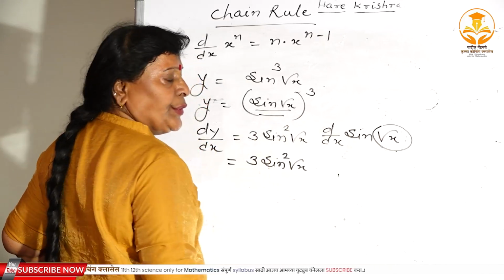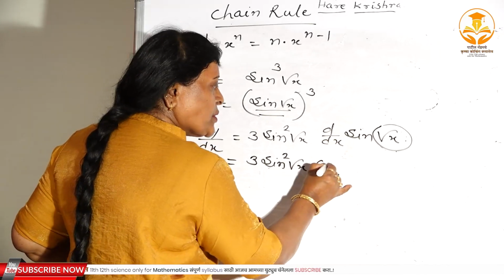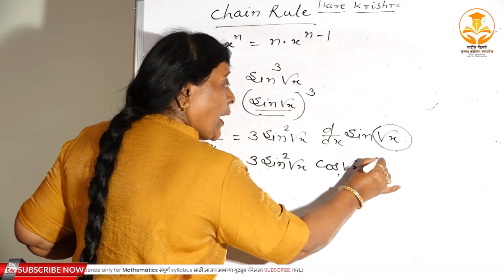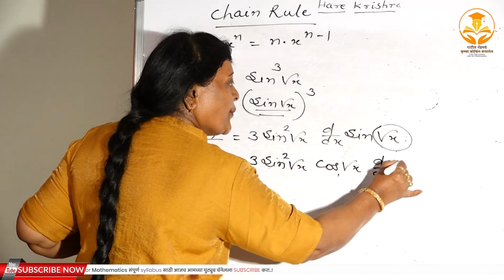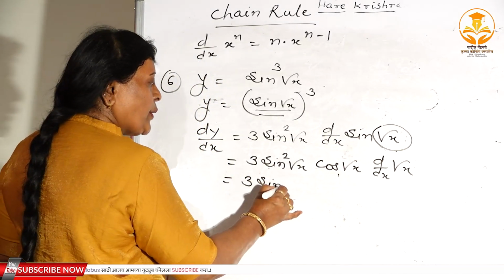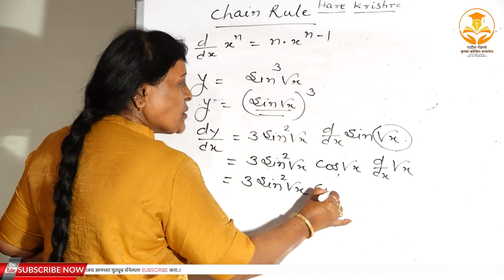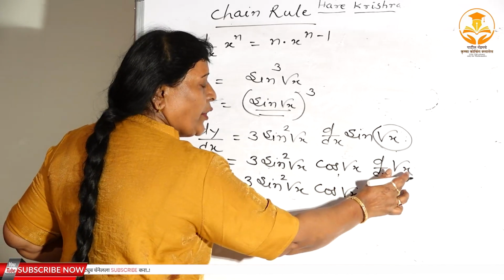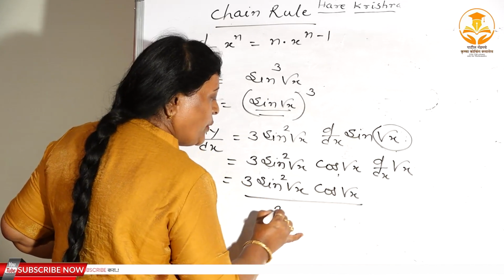Again you have to substitute u. The derivative of sin u is cos u, means cos root x. Again you have to take d/dx of root x. Right? Therefore 3 sin square root x cos root x, and what is the derivative of root x? That is equal to 1 upon 2 root x.